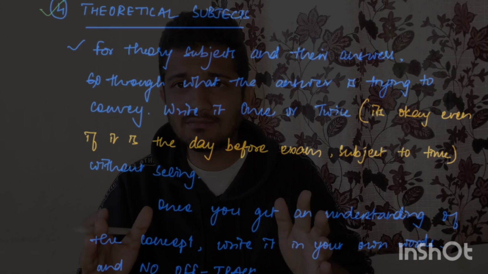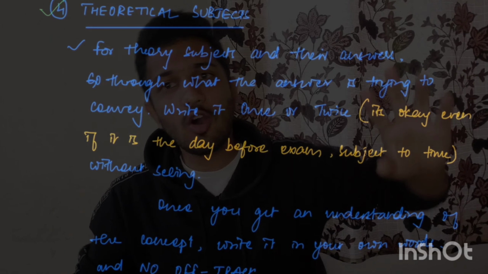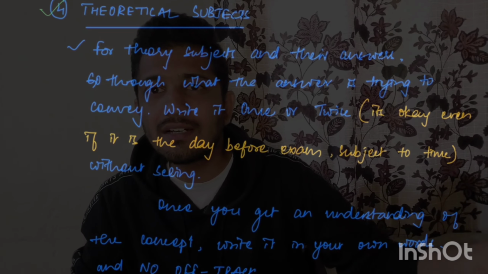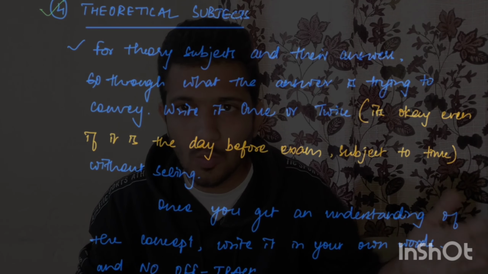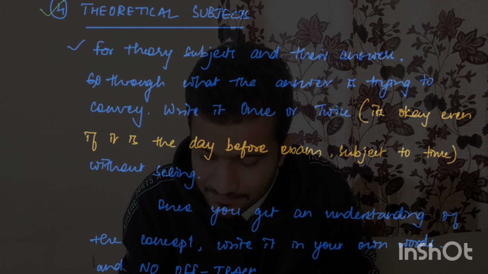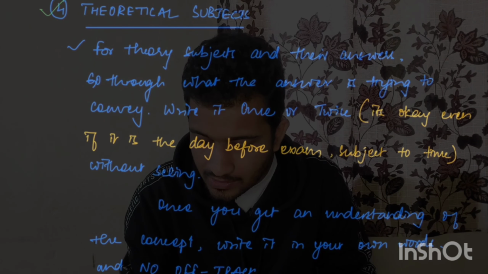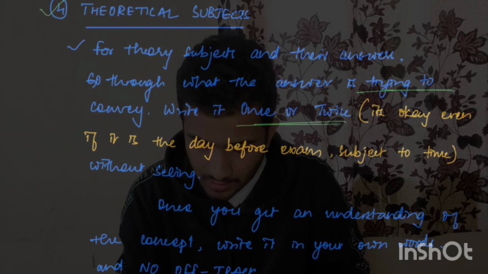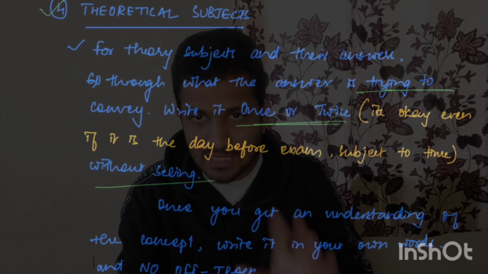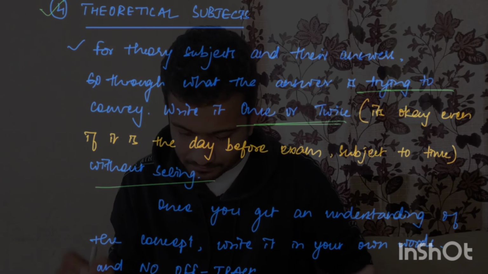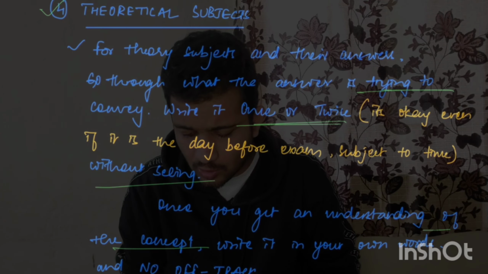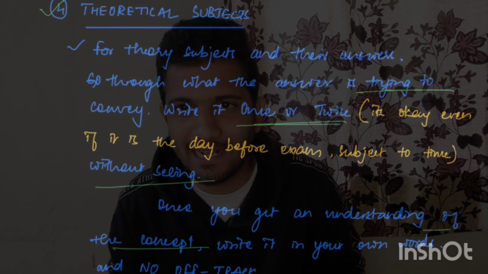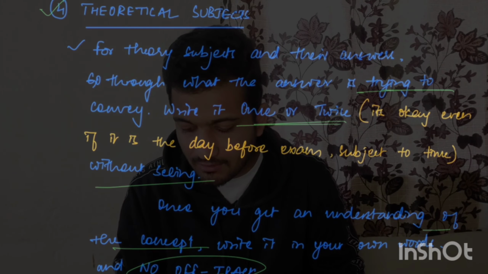Because even the toppers, or even the lawmakers, can't replicate the exact language which is given in the textbook or the study material, whatever it may be, right? So for theory subjects and their answers, go through what the answer is trying to convey, write it once or twice, even without seeing. Once you get an understanding of the concept, write it in your own words, but don't go off track. This is something which is important.